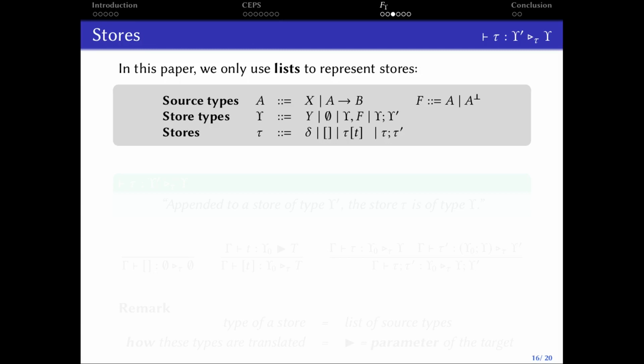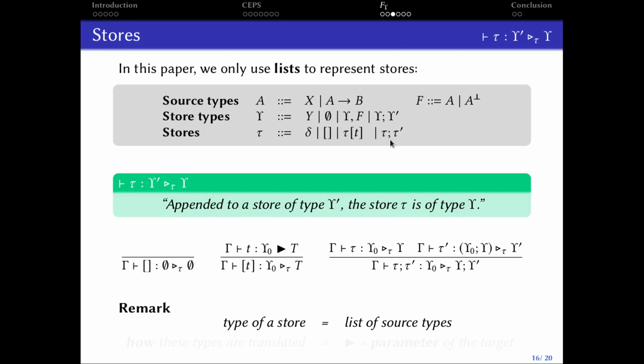And so we can see that store types are defined as lists of types, while stores are defined as lists. So we have the empty list, the list extended with one element, and the concatenation. And we have typing rules to say that tau here is of type epsilon if it is appended to a store whose type is epsilon prime. We can see that, for instance, in the concatenation rule here, we need to take into account for the second component the store of the first component here.